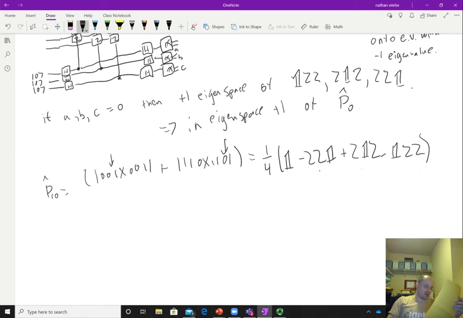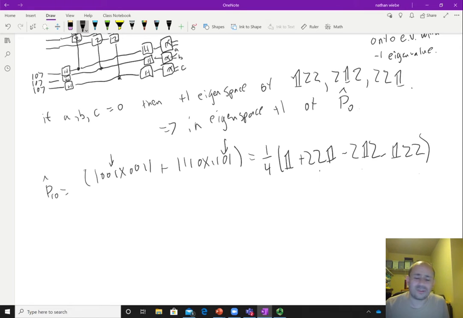Sorry, actually, I think I might have copied this down wrong. Yeah, this is plus ZZI minus ZIZ minus IZZ. Yes, exactly. This makes much more sense.